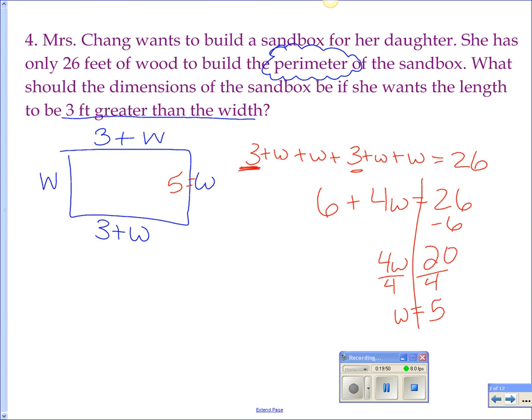What does W stand for? The width is 5. Dylan, how do I get what the length is? If W is 5, how do you get how long it is? 3 plus 5, which is what? 8. All right. This says, what should the dimensions? Anybody know what dimensions means? The side. So one should be 5 and the other side should be 8. Okay.